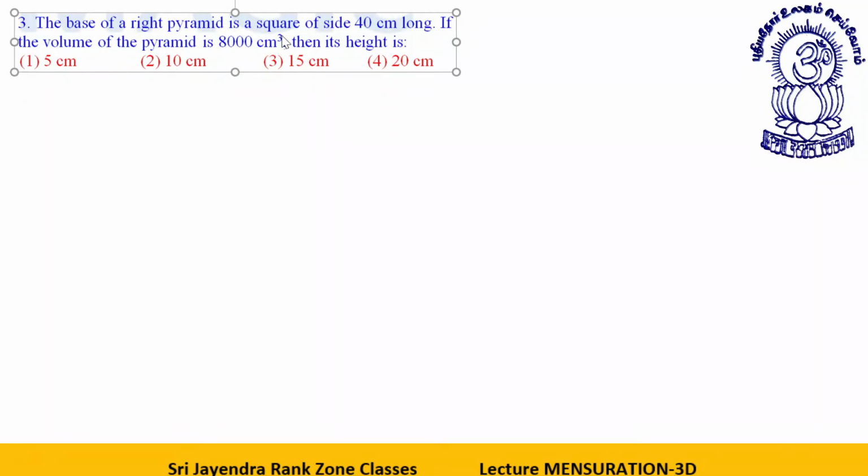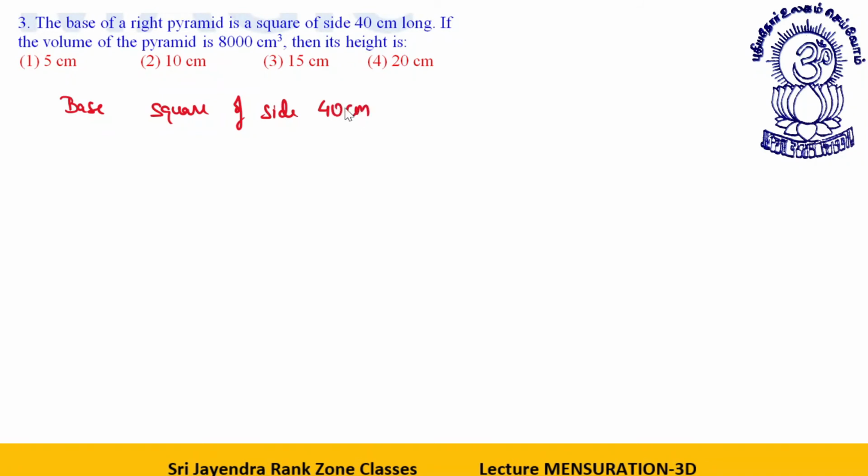The base of a right pyramid is a square. Base is a square of side 40 centimeter. If the volume of the pyramid is this, then its height is. What is the volume of the pyramid? Volume of a pyramid is 1 by 3rd into base area into height.